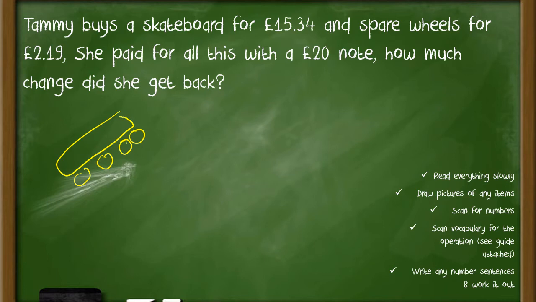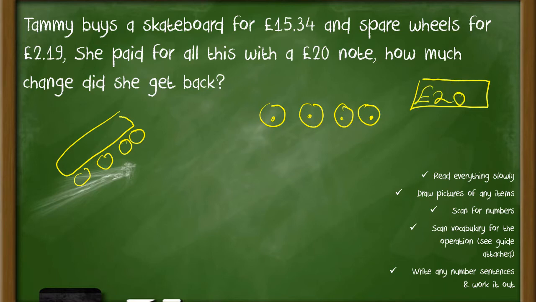Okay, so there's my skateboard for £15.34, and spare wheels. I'm going to draw some spare wheels here, for £2.19. She paid for all of this with a £20 note. So here's my £20 note. Oops. How much change did she get back?